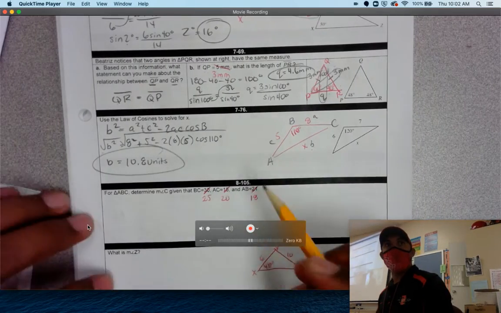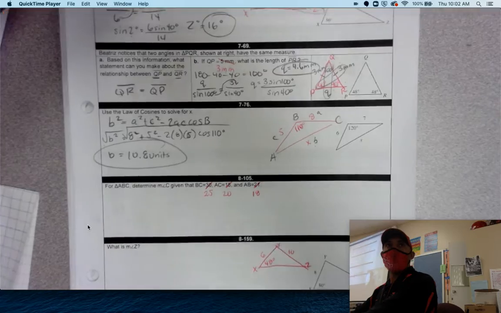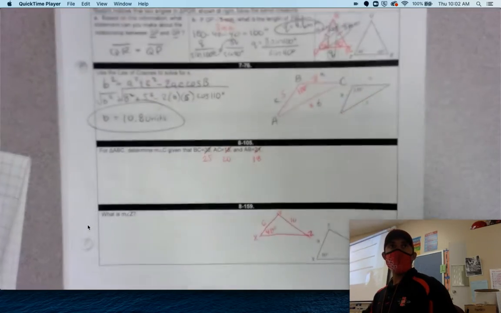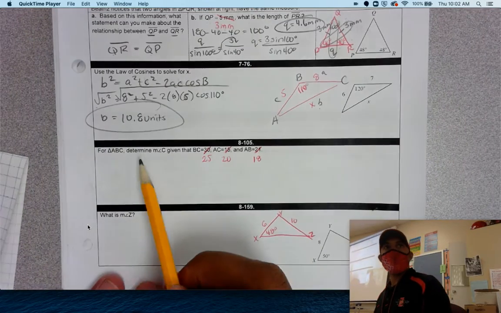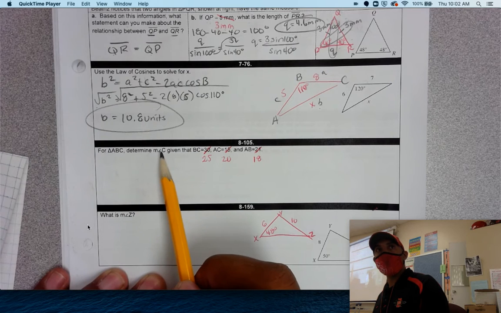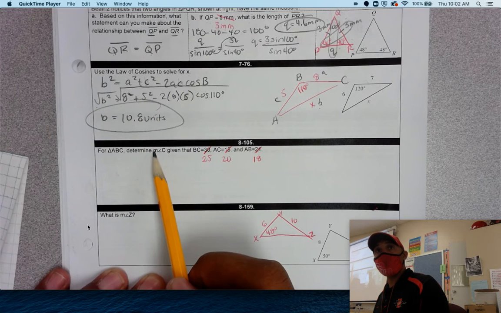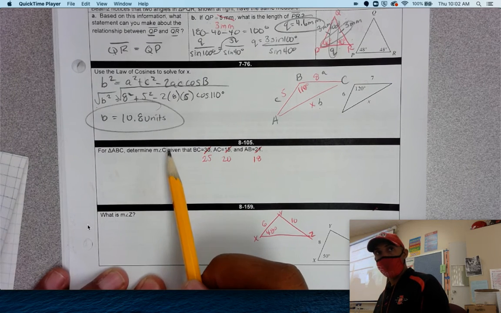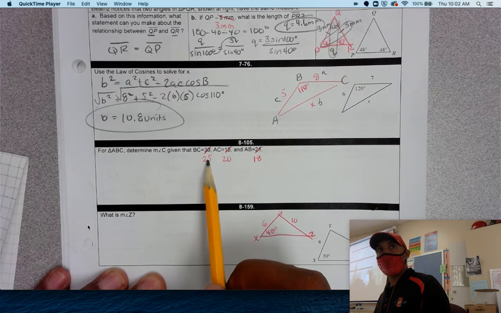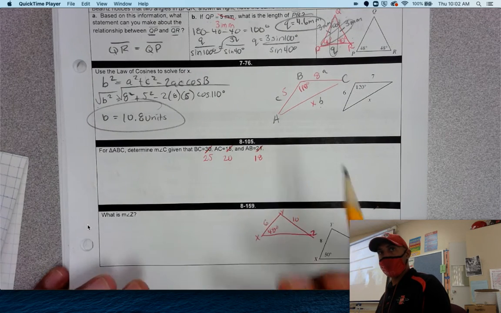Okay, so let's go to the next one. Okay, so now on this one for ABC, focus this up. For ABC, the triangle ABC, determine angle C, or the measure, this means measure of angle C, given BC equals 25, AC equals 20, AB equals 18.